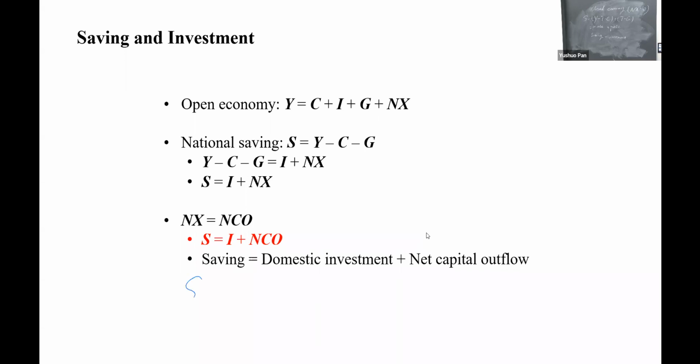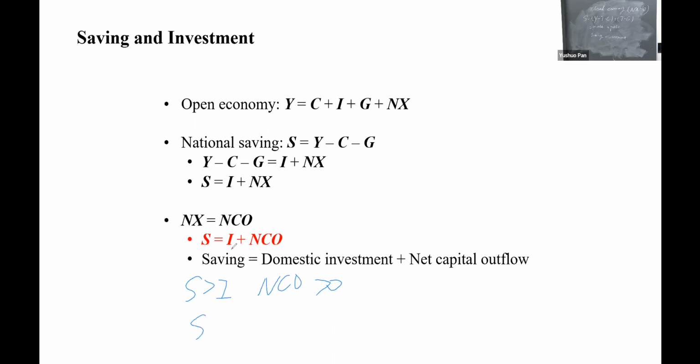which means, what if S is bigger than I? If S is bigger than I, then NCO is bigger than zero, right? Because this equation should always hold. If S is bigger than I, then NCO should be bigger than zero. In that case, Americans have more savings, they need to invest in other countries. If American saving is higher than domestic investment, then the extra saving has to be invested in other countries. In that case, net capital outflow is bigger than zero.